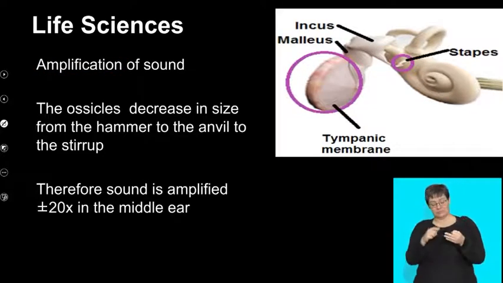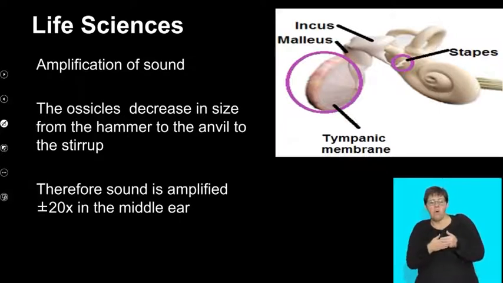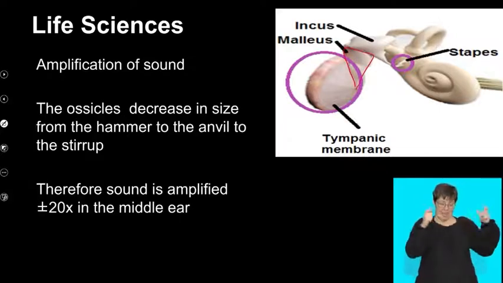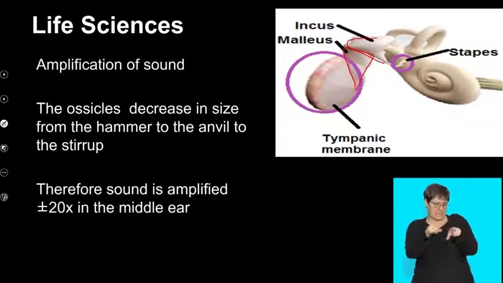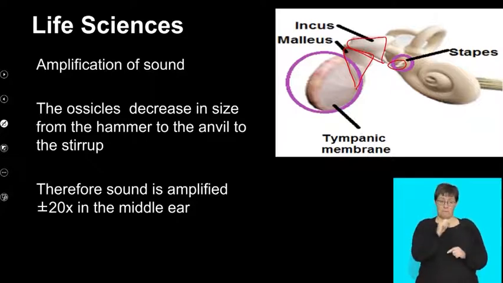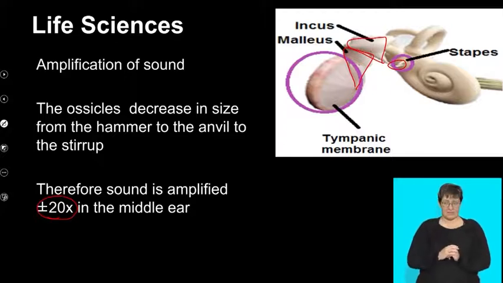The second way in which it amplifies sound is that if you look at the ossicles, you will see that the first one, the malleus, is very big. The incus is also very big, but look at that stapes, very small. So it's arranged from big to small, and that also helps with amplification. It can actually amplify sound more than 20 times. So you've got an amplifier in your head.